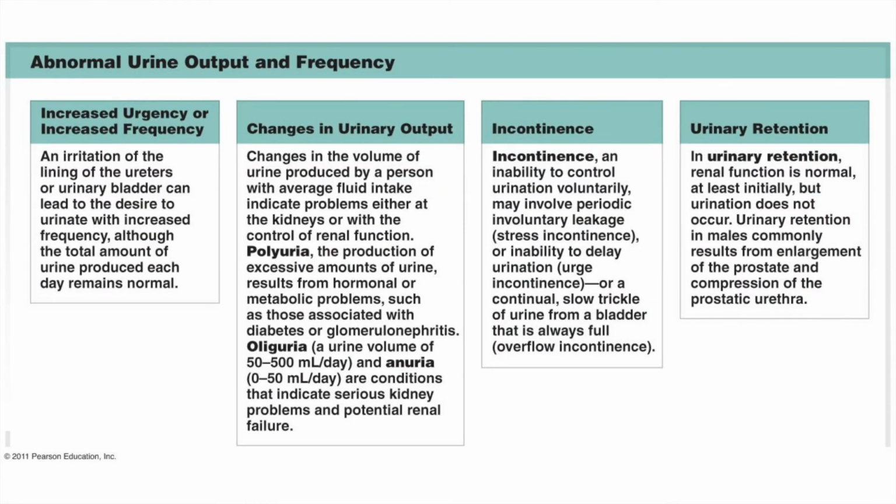Polyuria is the production of excess urine. This usually results from hormonal or metabolic problems like diabetes. Oliguria and anuria are insufficient urine production and are signs of serious kidney problems. Incontinence is the inability to voluntarily control urination, and that's no fun. In urinary retention, normal urination does not occur. This is commonly caused by enlargement of the prostate in males. And renal disorders often lead to protein loss in the urine and generalized edema or swelling.